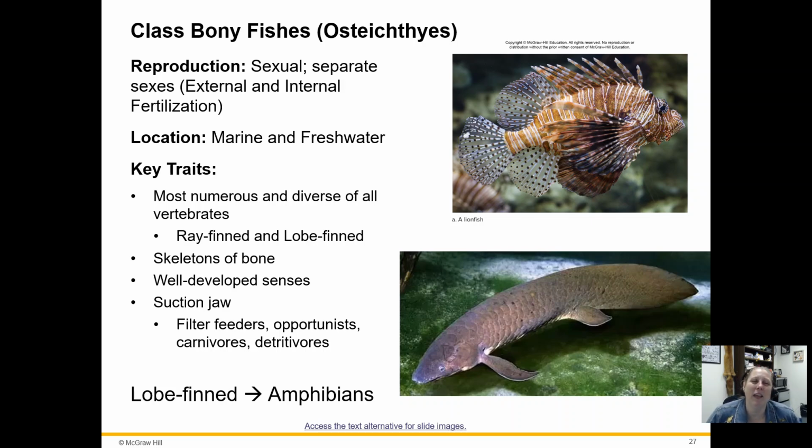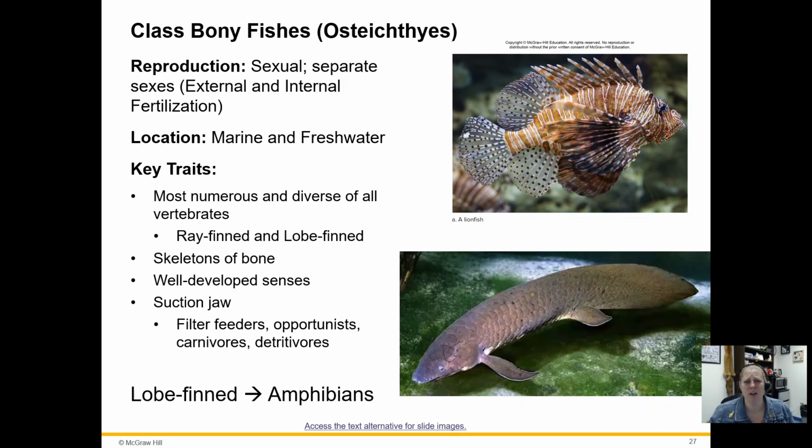Okay. They often have internal or external fertilization. It really depends on the particular species. Salmon, for instance, have external fertilization, but things like guppies have internal fertilization. So we do see a lot of variation there.